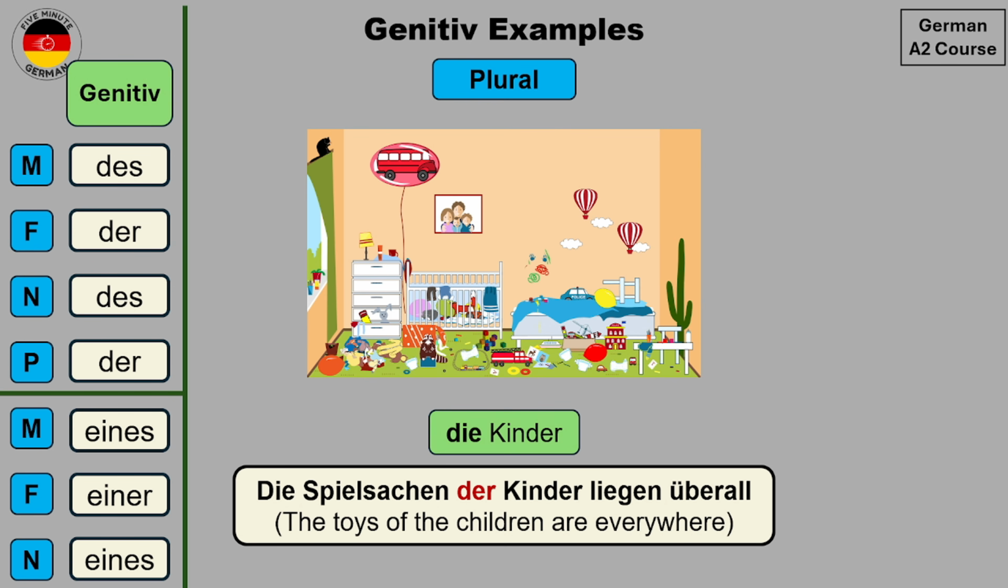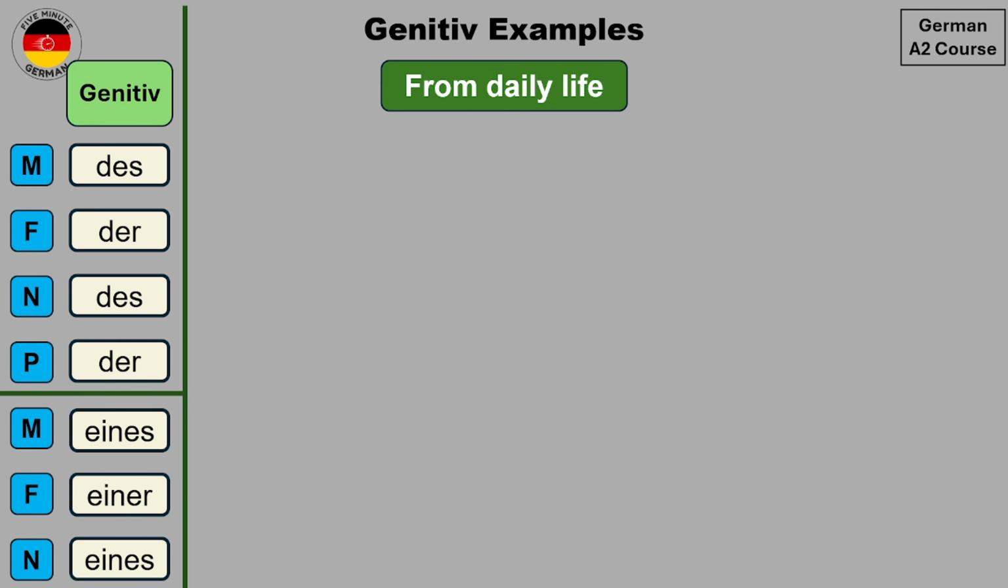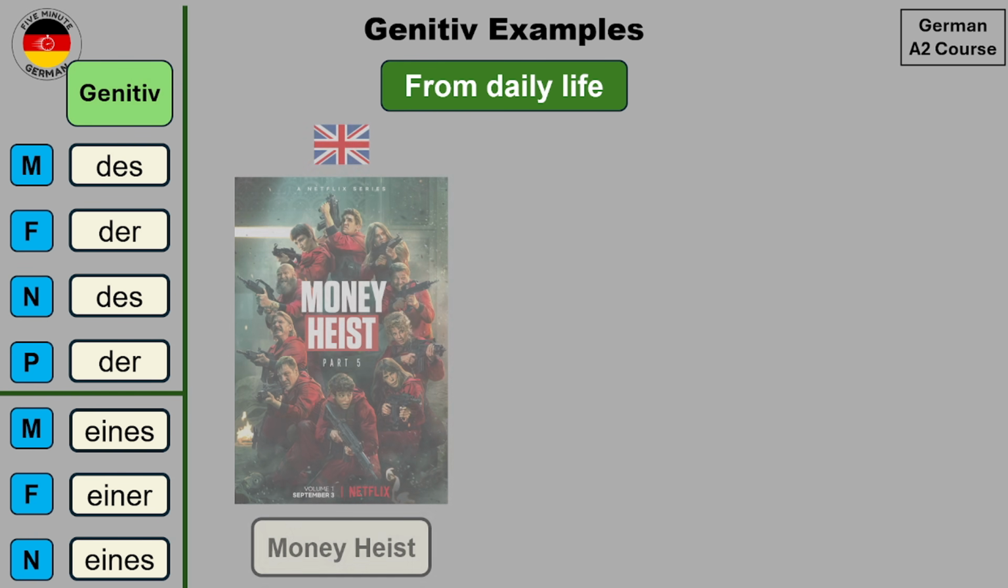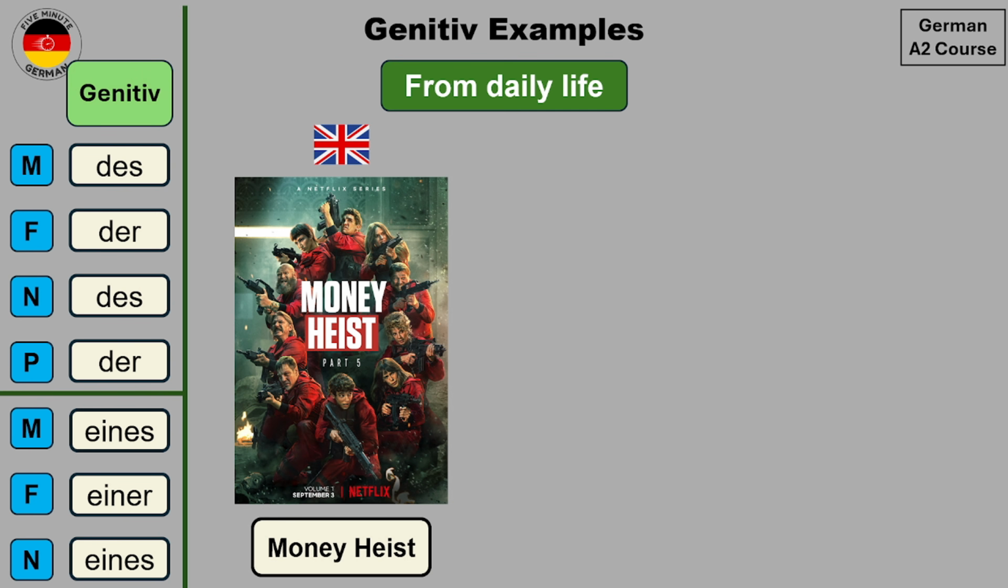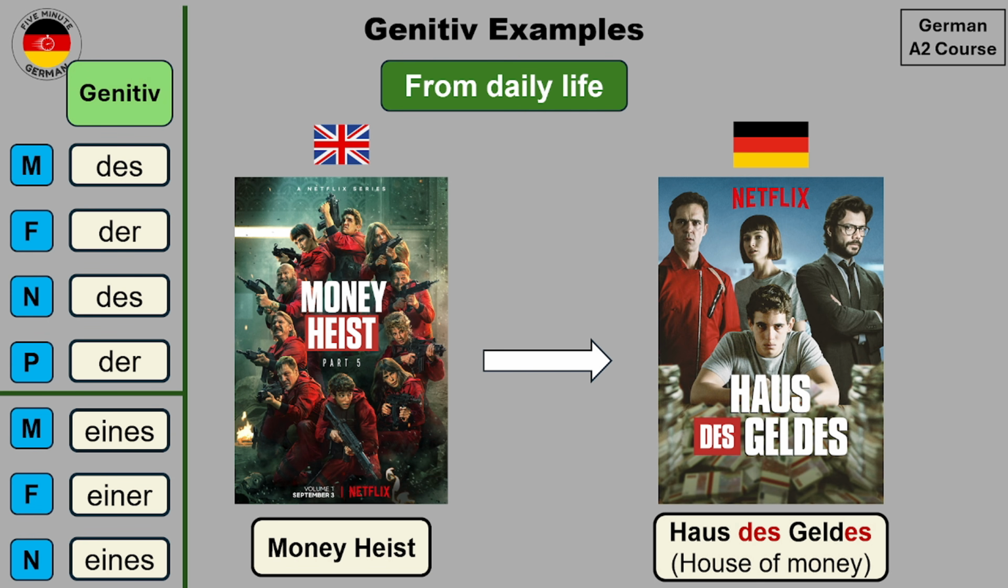Now let's take a look at a few examples from daily life. And I am sure that you will find these very interesting. Now there is a very popular Netflix series which is called Money Heist. So it is a Spanish series, but in English it is called Money Heist. Now do you know what this series is called in German? So in German, this series is called Haus des Geldes, which can be translated to House of Money.